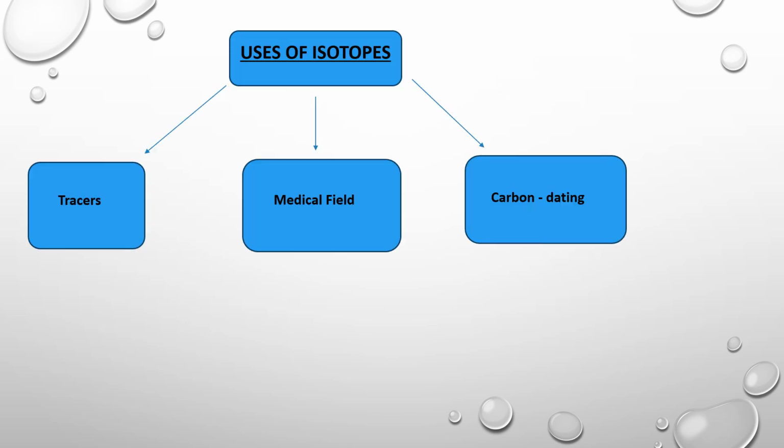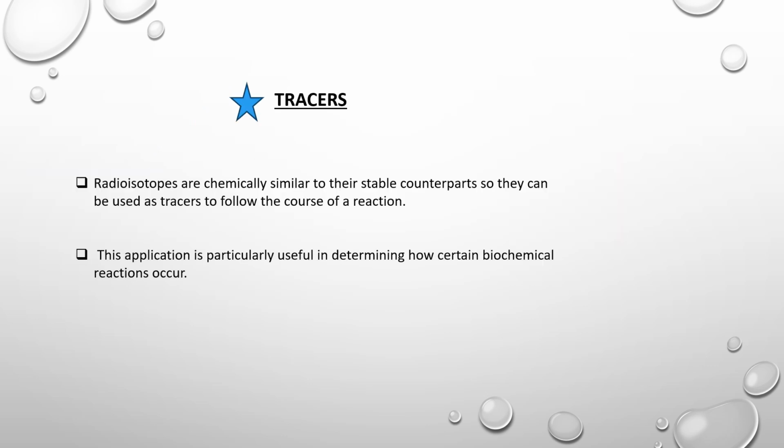Uses of isotopes: tracers, the medical field, and carbon dating. Tracers. Radioisotopes are chemically similar to their stable counterparts, so they can be used as tracers to follow the course of a reaction. This application is particularly useful in determining how certain biochemical reactions occur.